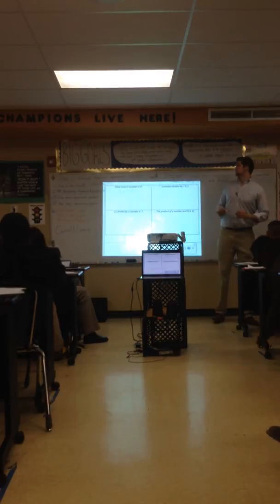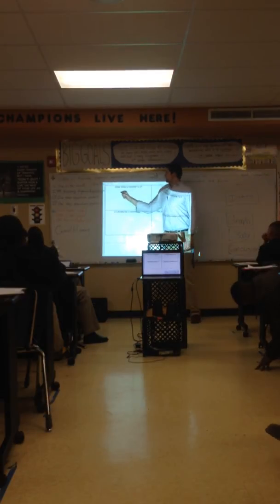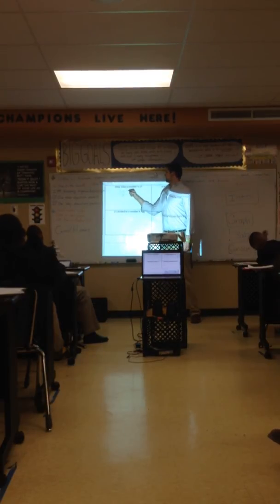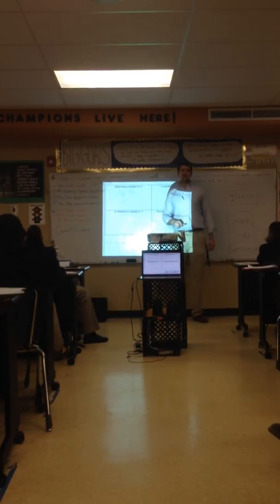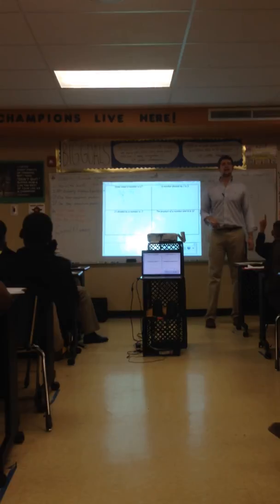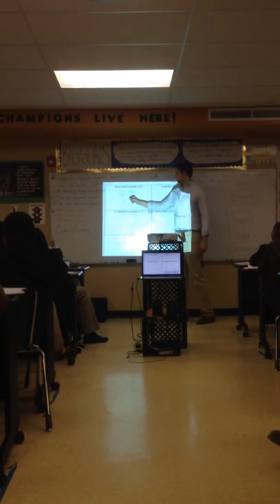Division, that's absolutely right. So I'm going to divide both sides by 3. Those 3's cancel out. What is 27 divided by 3, Elena? 9. That's absolutely right.